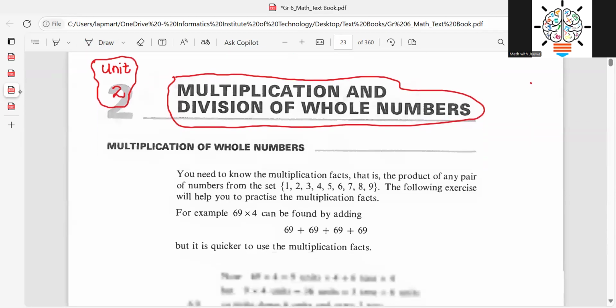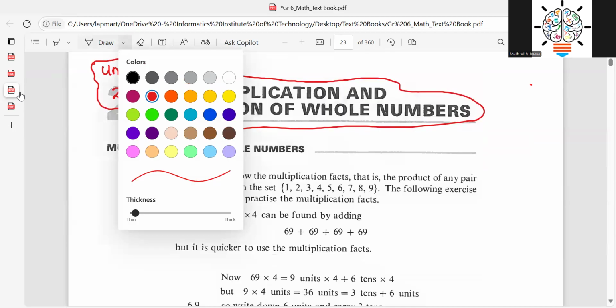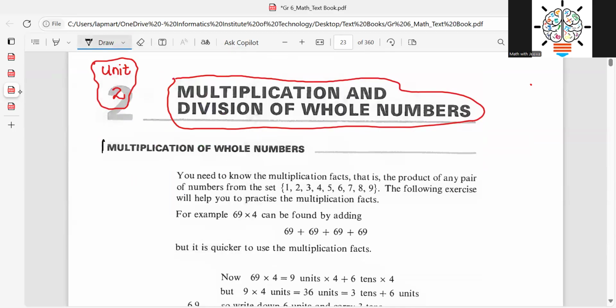Then straight away I'm moving to the lesson, as you can pause the video and do it. So here, multiplication of whole numbers will be the first subtopic, which you want to write in black color. Multiplication of whole numbers, right?